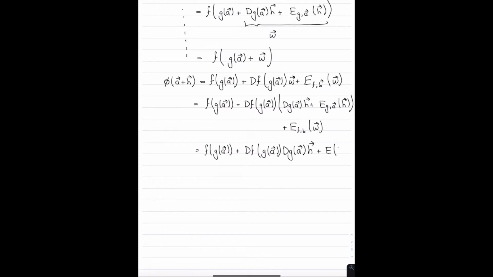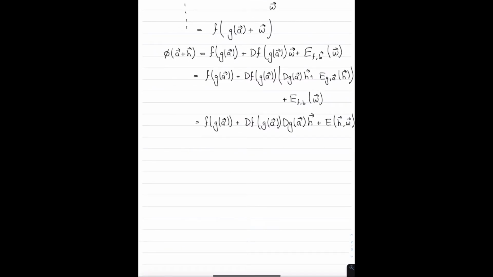Okay, I'm going to write it as e of h comma w because it's a function of both h and w, although I'm not sure if I should write it like that. But anyhow, the underlying idea over here is that what we need to show is that this error term e of h comma w goes to 0. Now, if I'm able to show that, which I'll explain in a minute, notice that we are done.